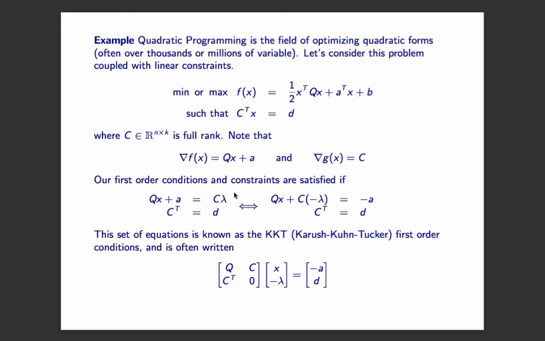So this set of equations, specifically these on the right, are known as the KKT, or the Karush-Kuhn-Tucker first order conditions, and is often written as a block matrix called a KKT matrix, or also sometimes called a saddle point matrix, even though the solution may not represent a saddle point, could represent a minimum or a maximum. Now, of course, as we solve this, what we're really interested in is x. And well, that's all for today.